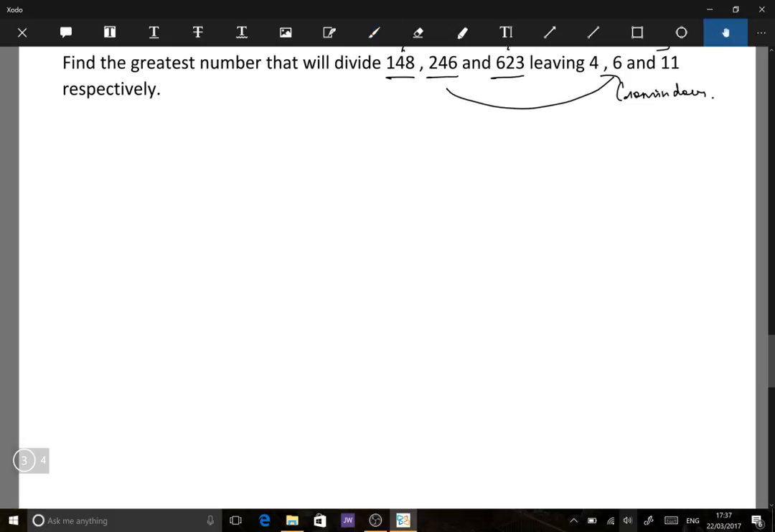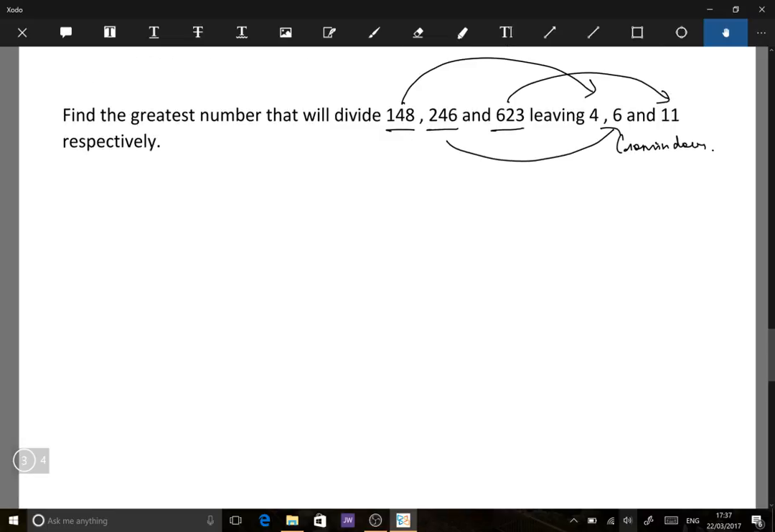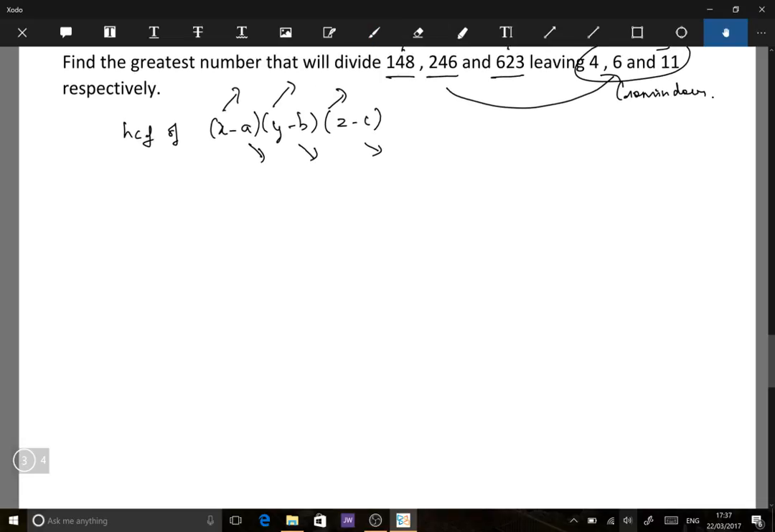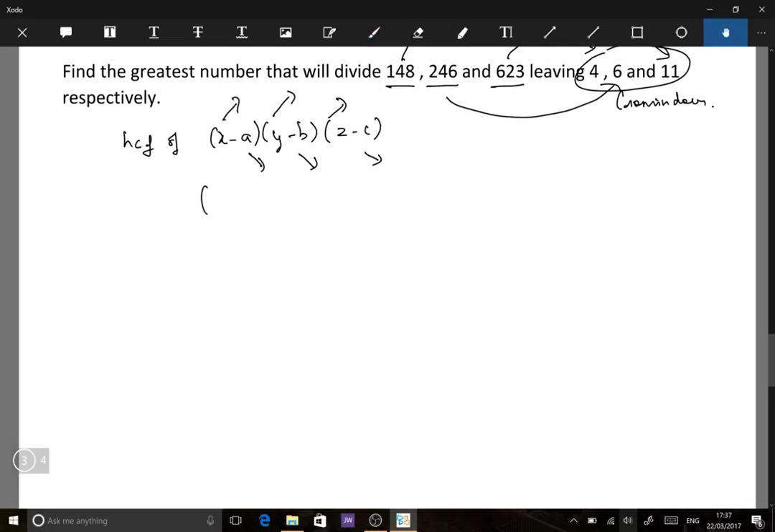To find the greatest number that will divide exactly these three numbers and leave these three as remainders, there is a rule. We have to find the HCF of x minus a, y minus b, and z minus c, where x, y, z are the given numbers and a, b, c are the remainders. Just follow the condition: 148 minus 4, comma 246 minus 6, comma 623 minus 11.